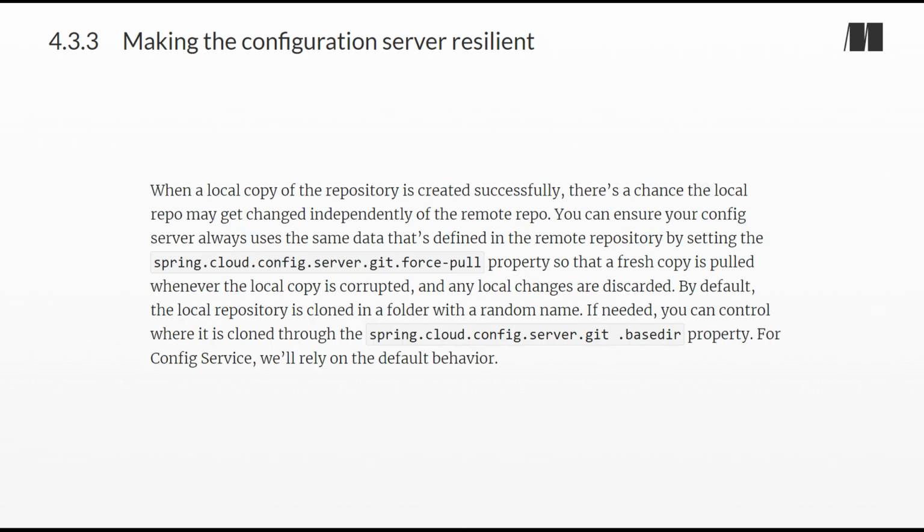When a local copy of the repository is created successfully, there's a chance the local repo may get changed independently of the remote repo. You can ensure your config server always uses the same data that's defined in the remote repository by setting the spring.cloud.config.server.git.force-pull property so that a fresh copy is pulled whenever the local copy is corrupted, and any local changes are discarded. By default, the local repository is cloned in a folder with a random name. If needed, you can control where it is cloned through the spring.cloud.config.server.git.basedir property. For config service, we'll rely on the default behavior.